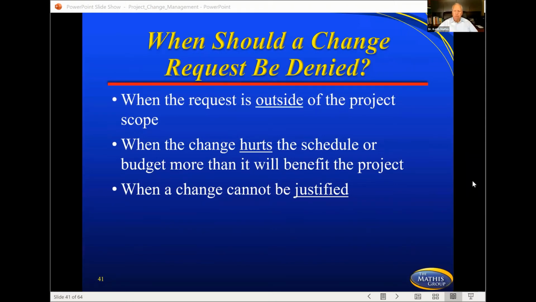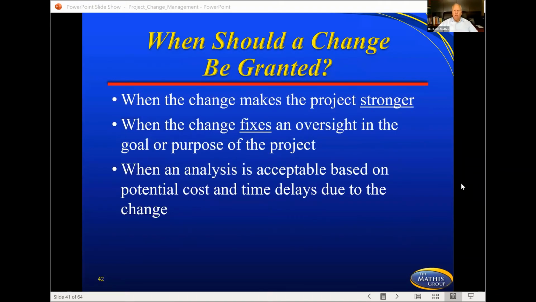And the reason for that, a lot of times you'll find people who have extra money at the end of the year, so they're wanting extra stuff, might be appropriate to use, that's fine. But the point is, it could be somebody who's just wanting their little pet project to have extra things. And so sometimes that's the time to give some pushback. When should a change be granted? When the change makes the project stronger, when the change fixes an oversight in the goal or purpose of the project, when an analysis is acceptable based on potential cost and time delays due to the change.